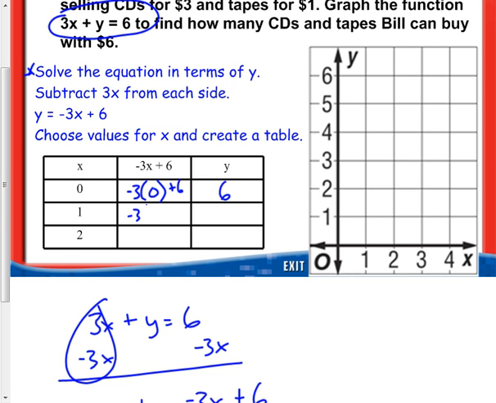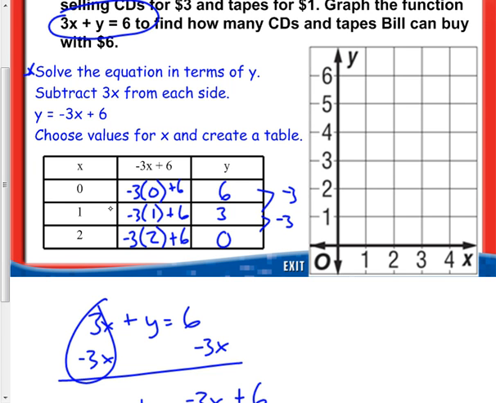Let's go negative 3 times 1 plus 6. We're going to end up with 3, because we're going down by 3. So I don't even have to do the next one, but I know the answer is going to be 0, because going down by 3, my coefficient is negative 3. Let's go ahead and do it anyways. We're going to have negative 6 plus 6 is 0.